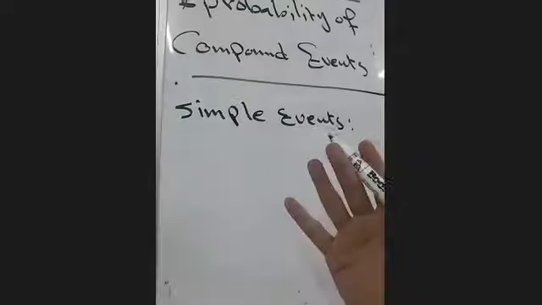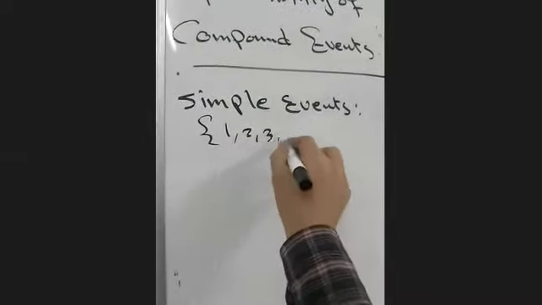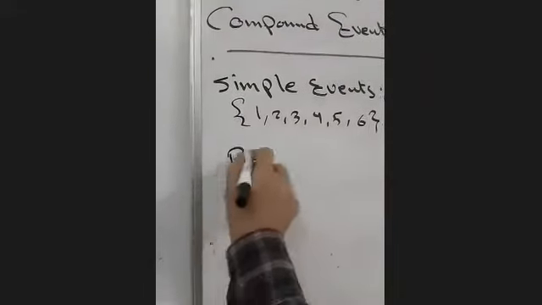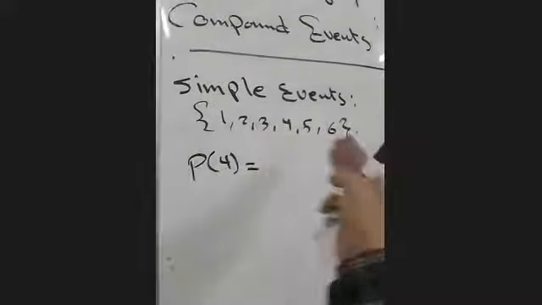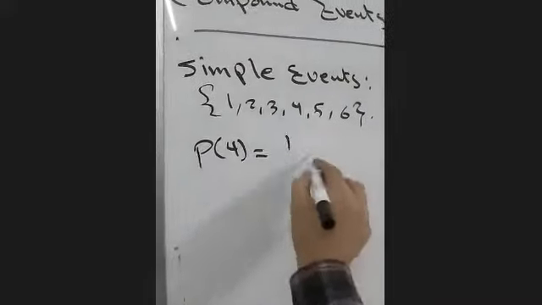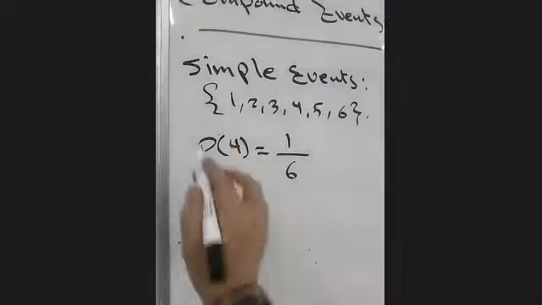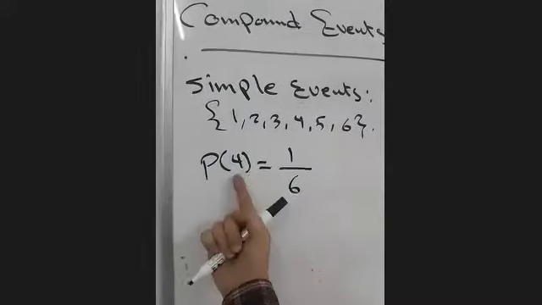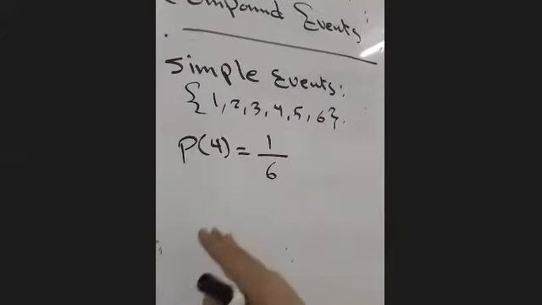When I have a dice, for example, we know the sample space: 1, 2, 3, 4, 5, 6, and I rolled it once. What is the probability to have 4? We said we count how many 4s in the sample space, 1, over how many in the whole sample space, 6. This we call a simple event. Simple event means one thing. I asked you about one thing. What is the probability of 4?